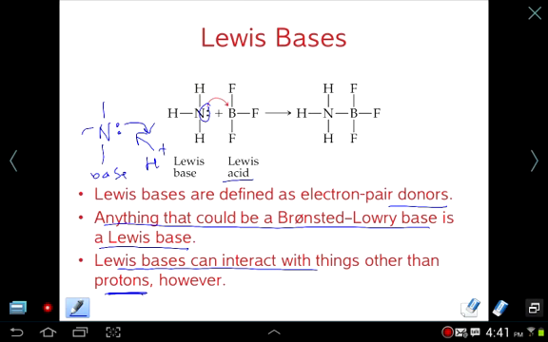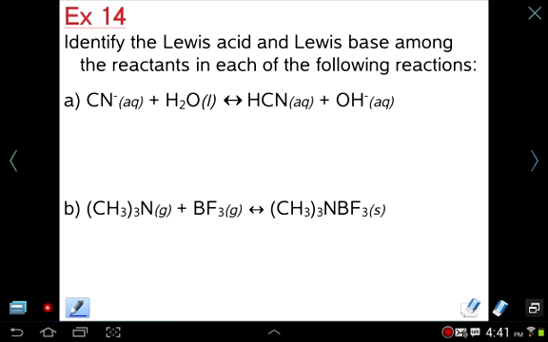So think about it a little bit. In fact, here what you have is a combination of two substances that don't really involve a hydrogen, and we can still think of this as a sort of acid-base type reaction. So we'll finish up with this example, and the example asks us to identify the Lewis acid and Lewis base among the reactants in each of the following reactions. So this is a standard acid-base reaction. Notice we see a CN- gaining a proton from water, and anytime you accept a proton, you're called a base. But from the standpoint of a Lewis base, it donates a pair of electrons.